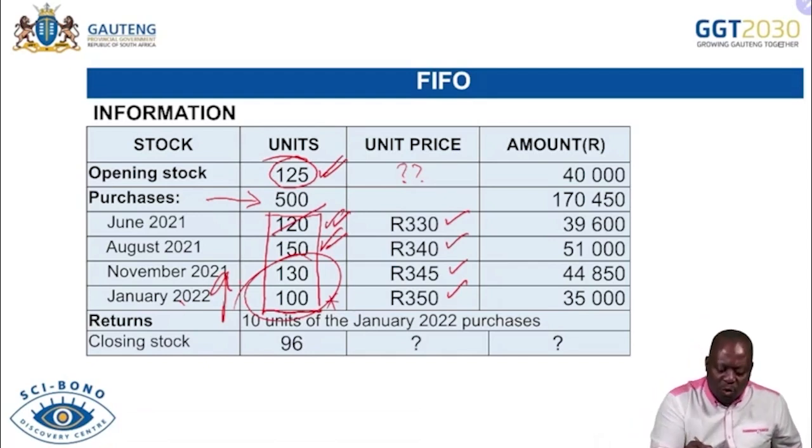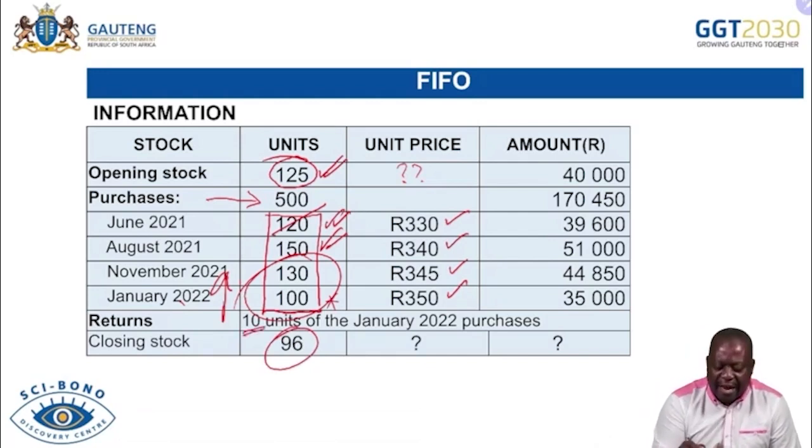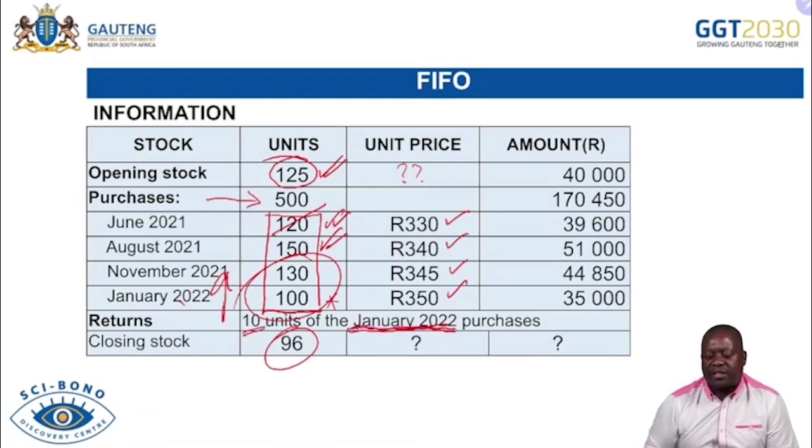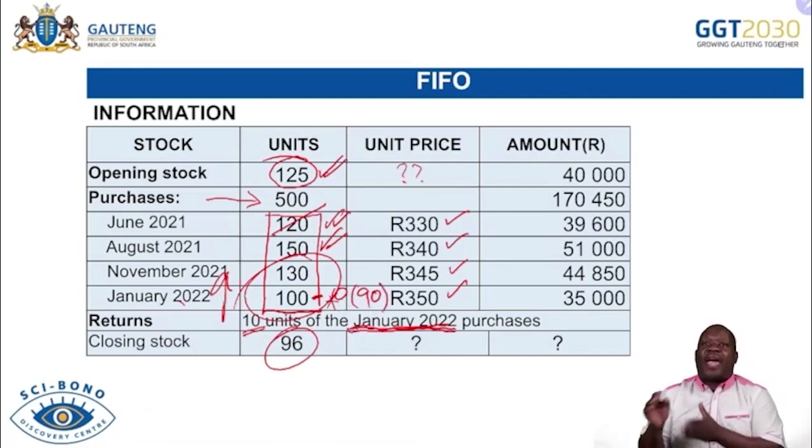Now, what do we have in our closing stock? 96 units. But please take note of something. There are 10 units that have been returned. And specifically, we are being told which batch these 10 are coming from. They are being returned from the January batch, which is this batch. So we say minus 10. It means in this batch, only 90 units are still there. The 10 went back.